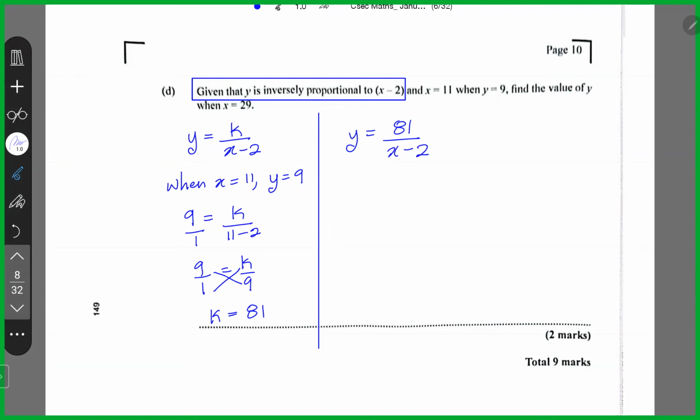And step 4, you're either going to be given a value of x to find y or a value of y to find x. In this case, you're given a value of x to find y. So when x is equal to 29, y would be equal to 81 over 29 minus 2, which is 81 over 27. Y would be equal to 3.